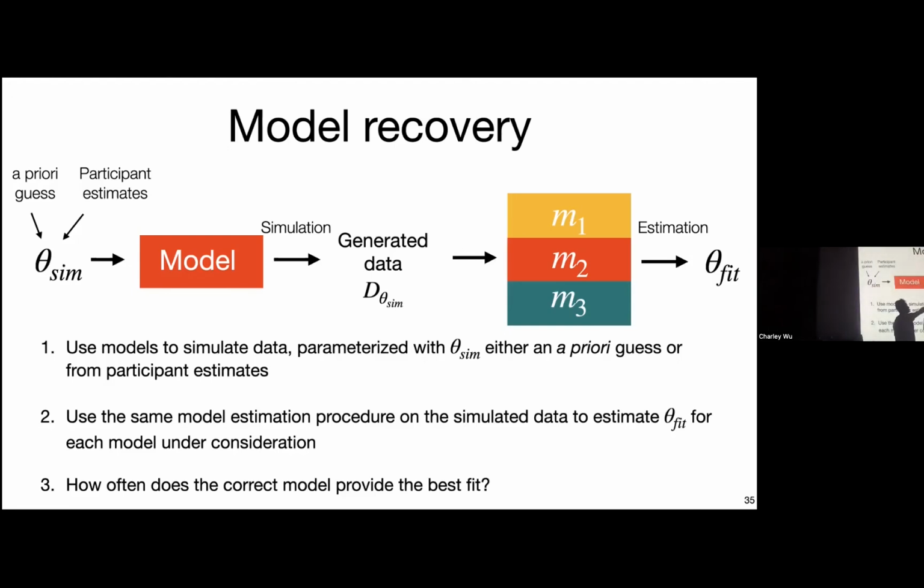Then we can use the same suite of models that we'll be testing to estimate that simulated data. Each of these models will have a fitness and fit, and we'll also have a set of parameters for them that corresponds to either their maximum likelihood or their posterior distribution, okay? Now, the main goal here is to figure out how often the correct model that actually simulated the data also produces the best fit.